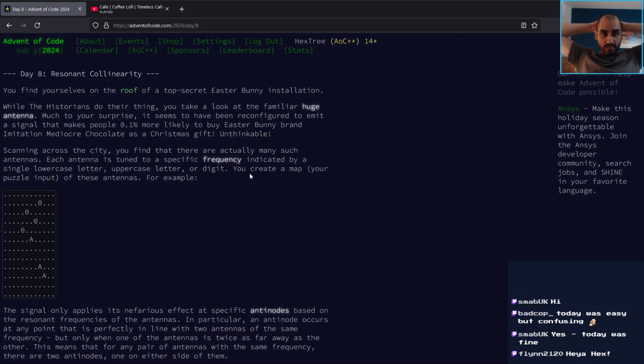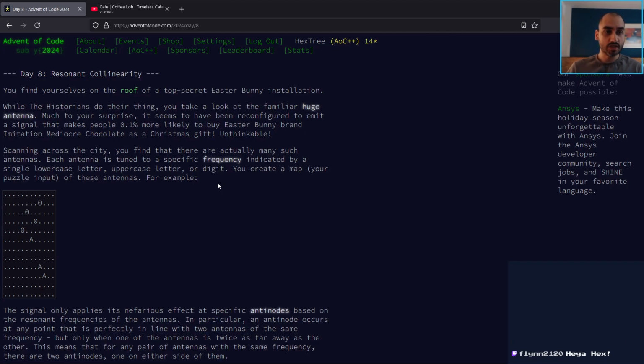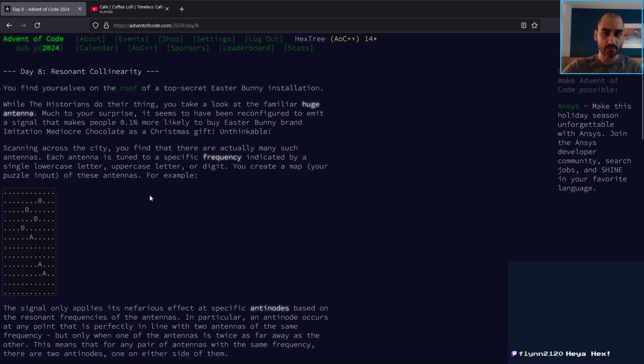Much to your surprise, it seems to have been reconfigured to emit a signal that makes people 0.1% more likely to buy Easter Bunny brand imitation mediocre chocolate as a Christmas gift. Unthinkable. Scanning across the city, you find that there are actually many such antennas. Is it antennas or antenna? Probably both are correct. Each antenna is tuned to a specific frequency indicated by a single lowercase letter, uppercase letter, or digit. You create a map of these antennas, for example.